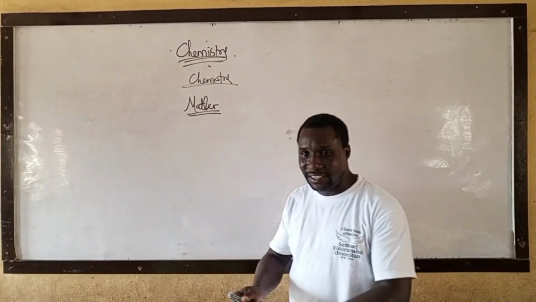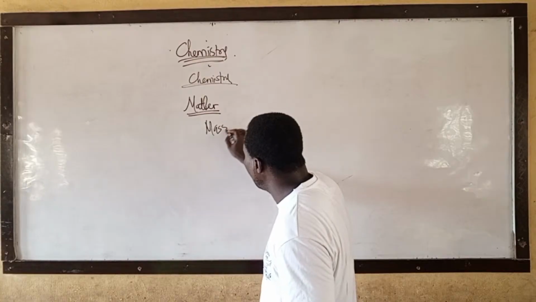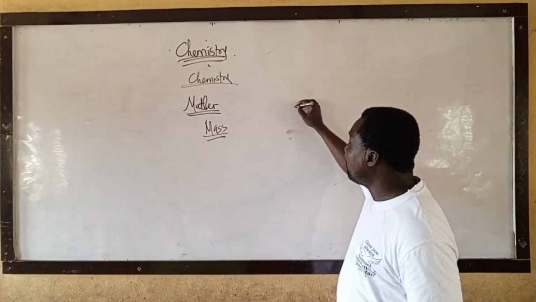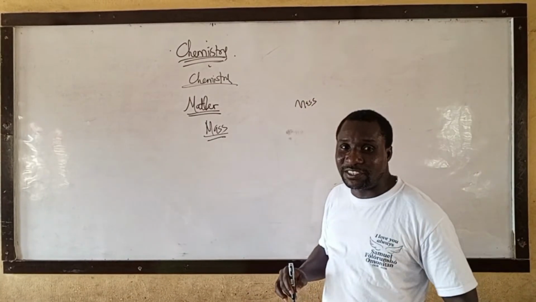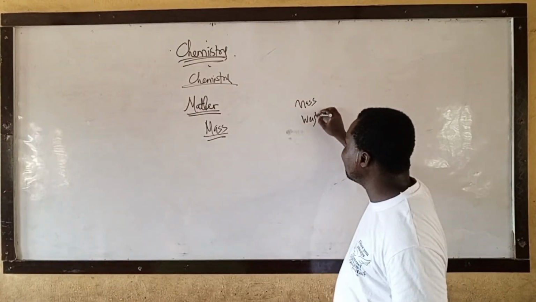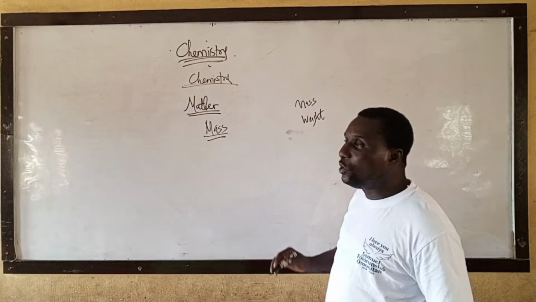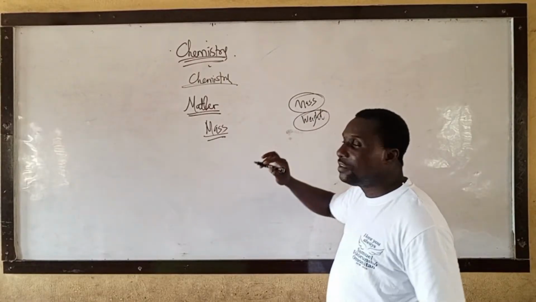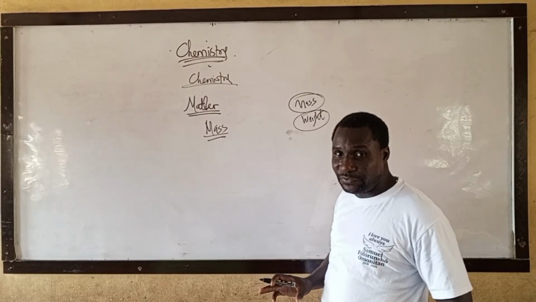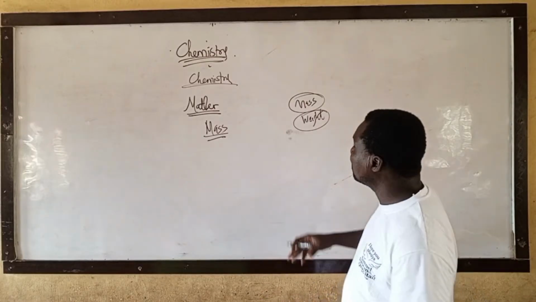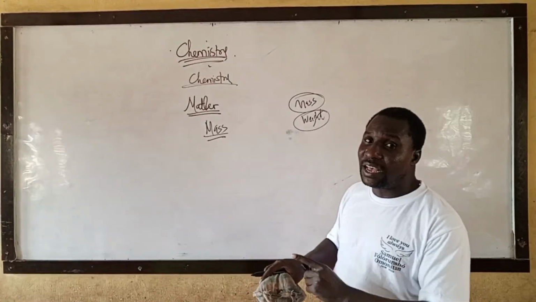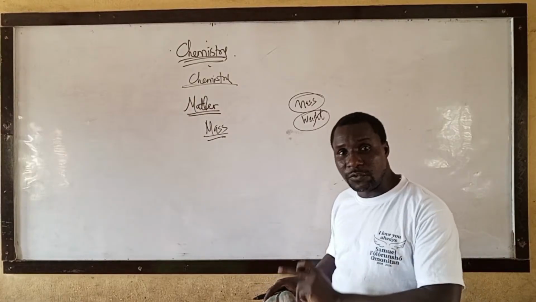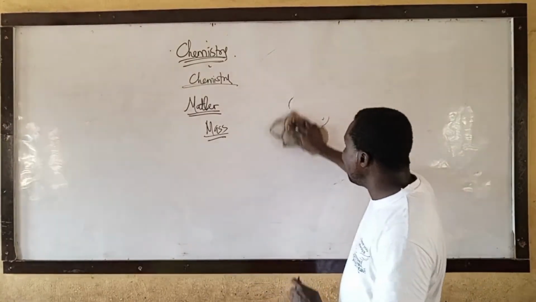And what is mass itself? In physics, we all know that mass is a fundamental quantity, while weight is derived. Mass is a scalar quantity. Weight is a vector quantity. We all know that in physics. But this is chemistry. What is mass? Mass has the same meaning both in physics and chemistry. Take note of that. What is mass?